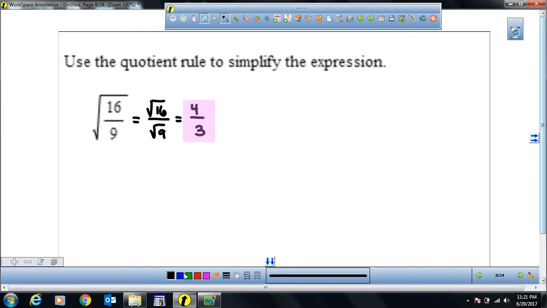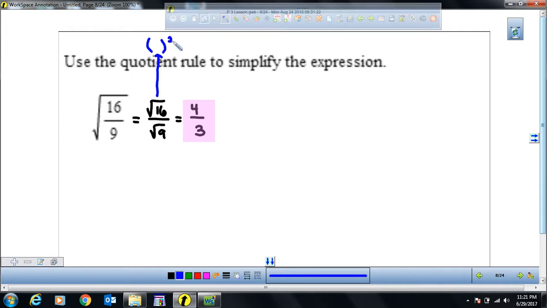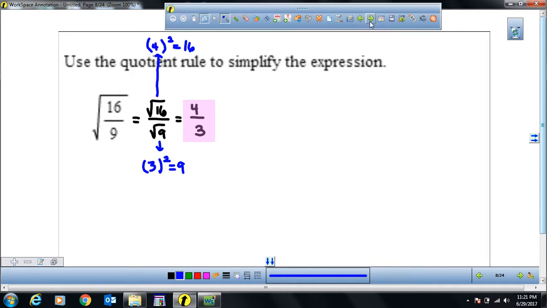Okay. Now, let's keep in mind that I'm not going over this information anymore. What does this one mean? We're looking for a number that when squared gives me a 16, which is that 4. And right here, we're looking for one number that when squared equals 9, which is that 3. Okay? Now, let's work on the next thing.